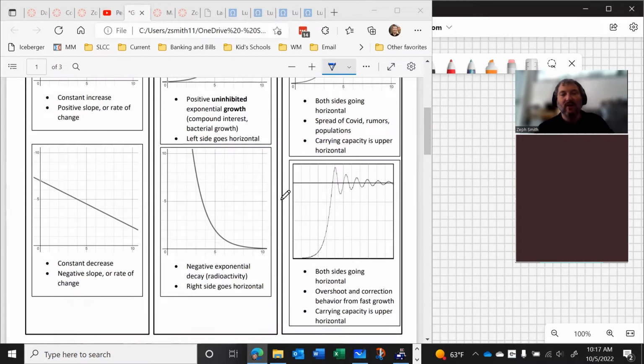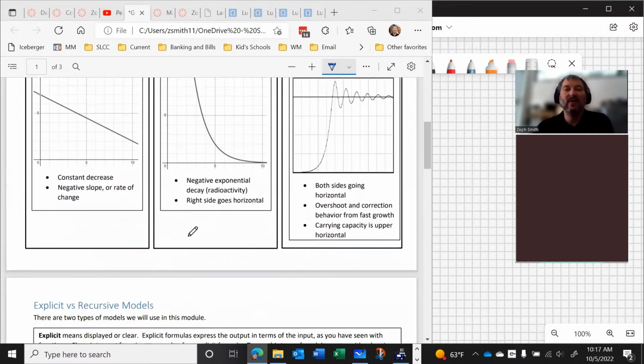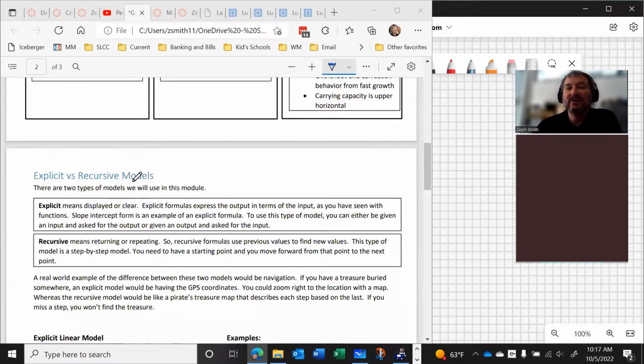Okay, so let's take a look at the explicit versus recursive models that we use.